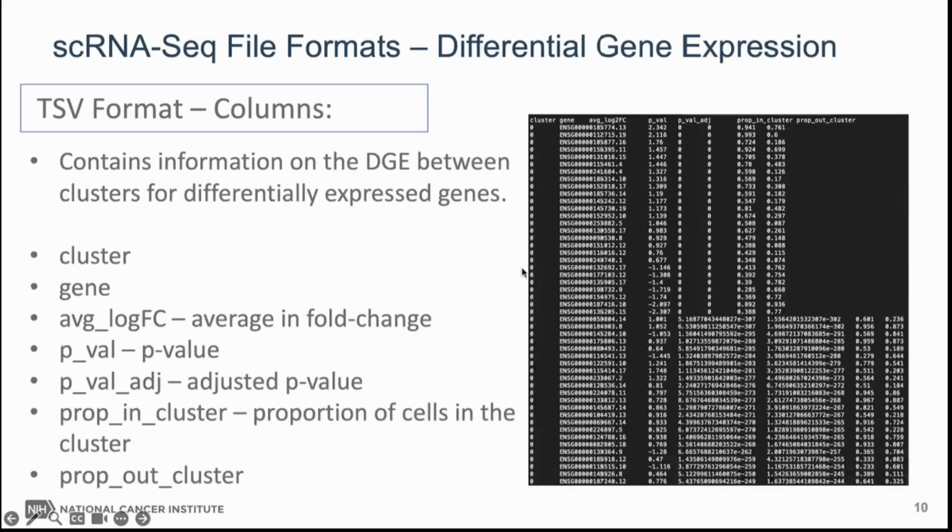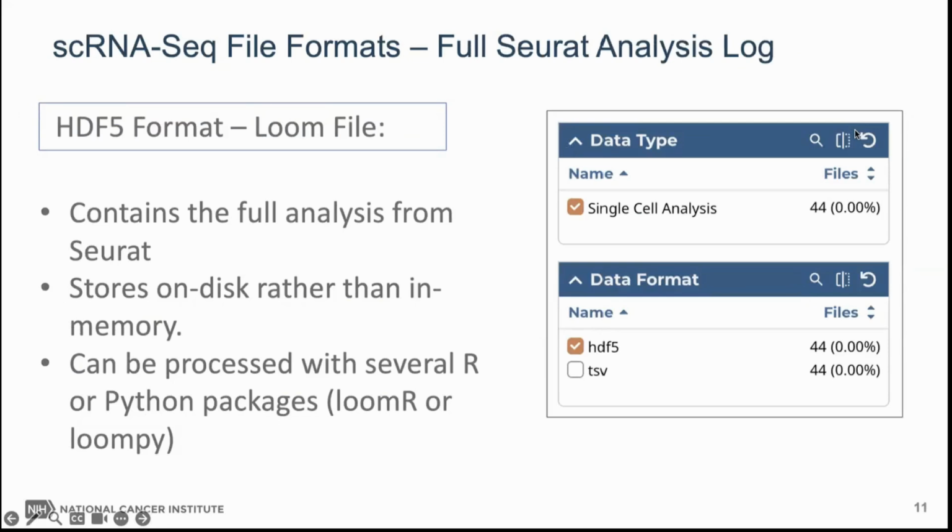The last file format, differential gene expression, contains information on the differential gene expression between clusters for differentially expressed genes. The columns here are the cluster, which is just named as an integer, the gene, the average fold change, the p-value, the adjusted p-value, the proportion of cells that are in the cluster, and the proportion of cells that are out of the cluster. So that's just a primer on the TSV files.